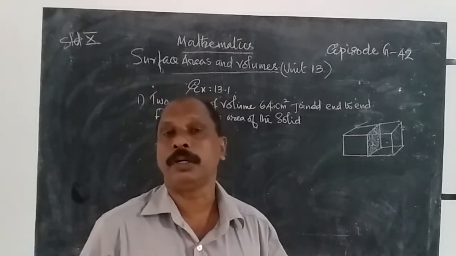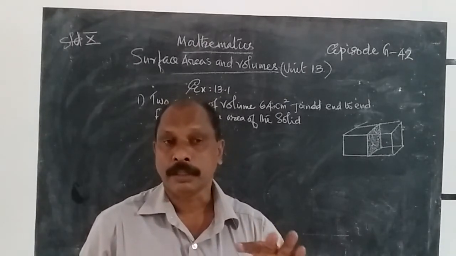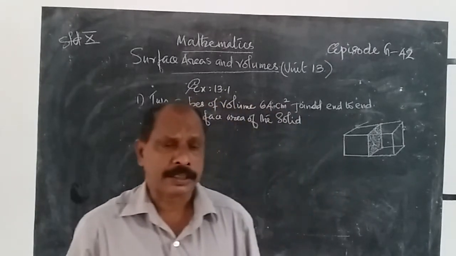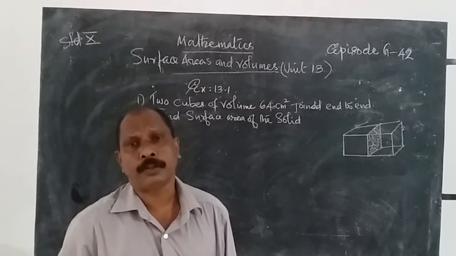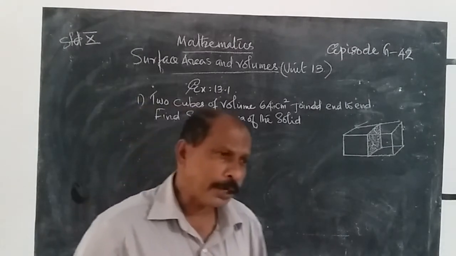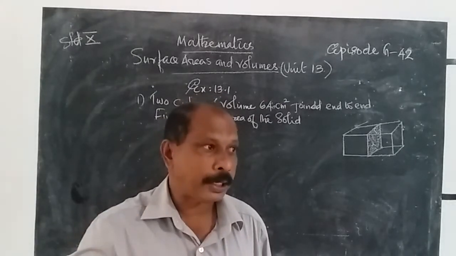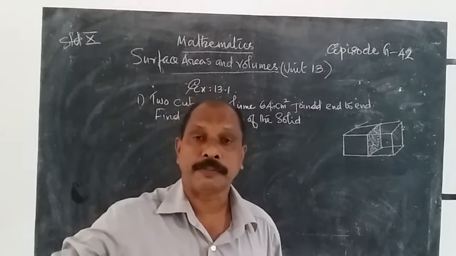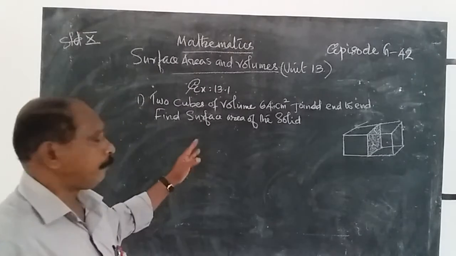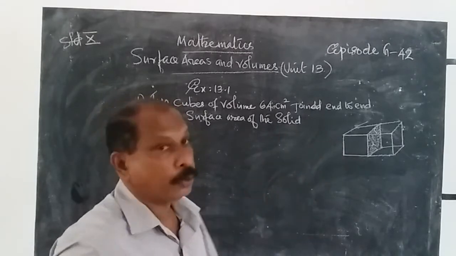In the previous episode, we discussed all the main points and formulae for each solid. In our chapter, the 13th chapter, all the problems are not for single solids. That means two or more solids joined together give a combined solid. On the basis of the combined solid, we can find the surface area and volume. In this episode, we discuss all the questions of Exercise 13.1.